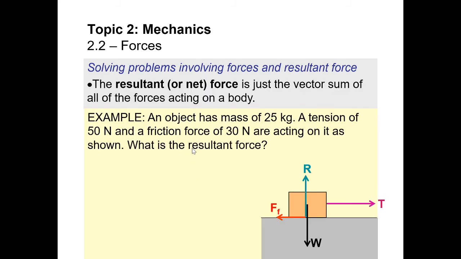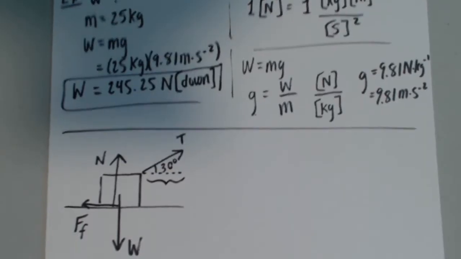All right, so let's look here. An object has a mass of 25 kilograms, a tension of 50 newtons, and a friction force of 30 newtons are acting on it as shown. What is the resultant force? Okay, so let's go back to our page.